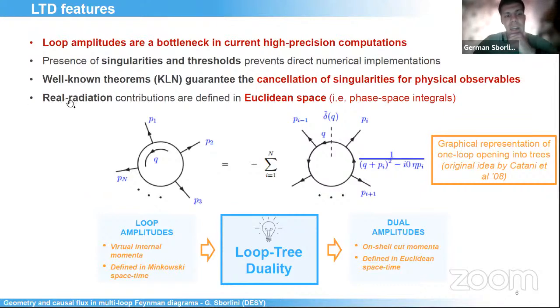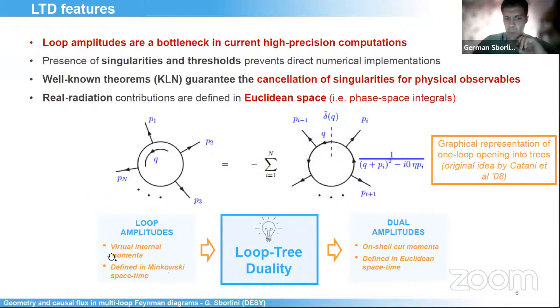And finally, this real radiation that we were talking about in the previous slide is defined in a Euclidean space, because there are phase space integrals involved. So why don't we rewrite the loop amplitudes in such a way that they look like the real radiation? Because if we do that, we can put everything together and cancel all the singularities. And this is exactly what the loop tree duality allows us to do.